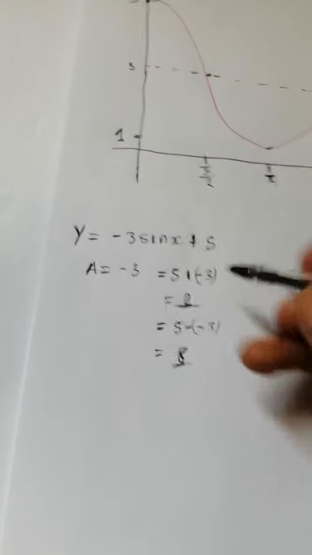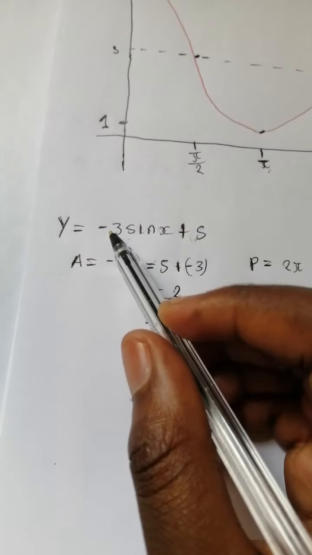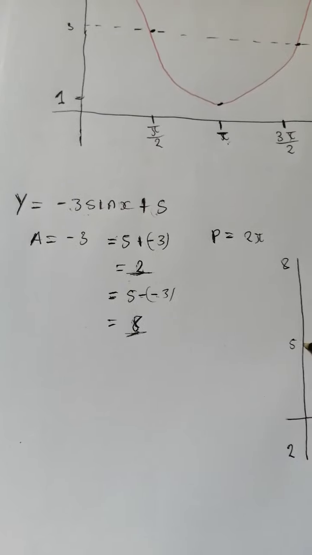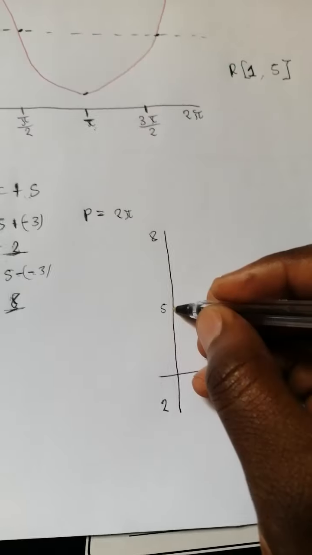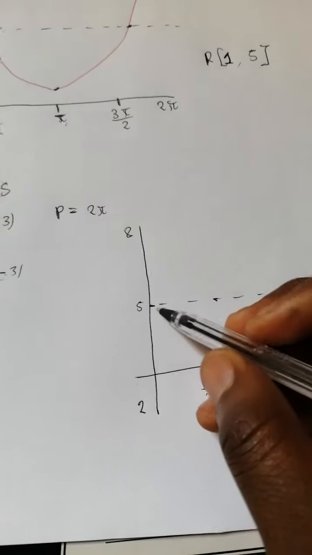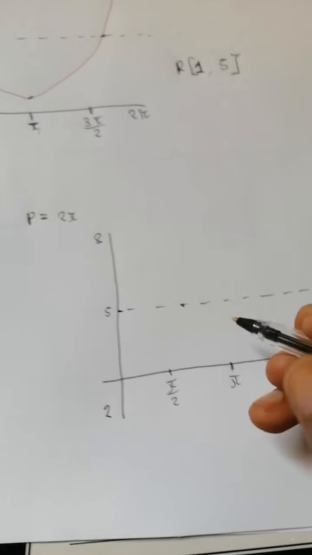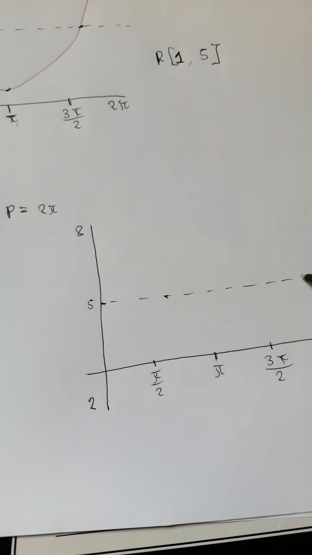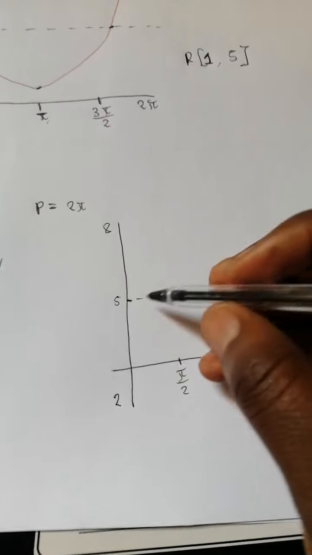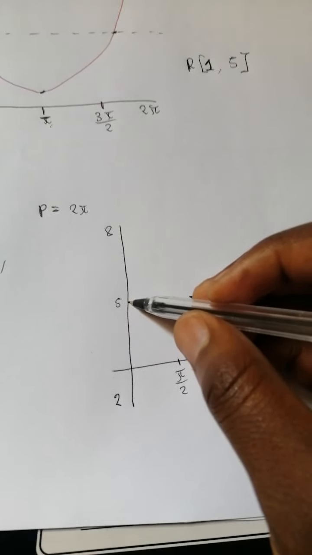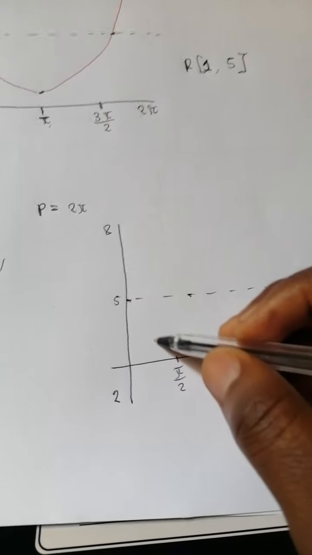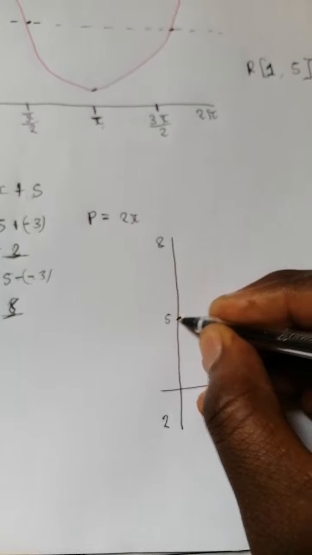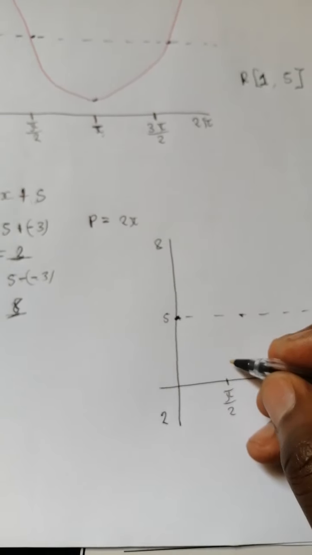Notice that this function has a negative. If it was positive, we know that the graph of sine starts from the middle, and then it will go up, then down, and then go up like that. In this case we have a negative sign, so the graph will start from the middle and then go down, and then up, and then go down like this.